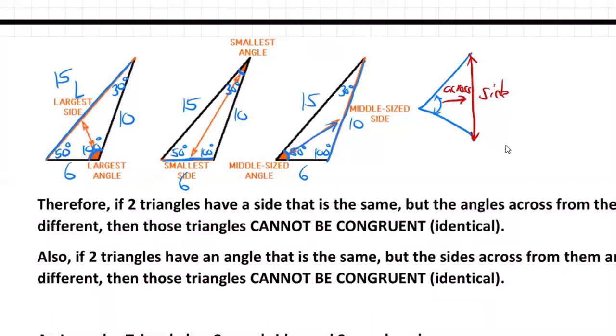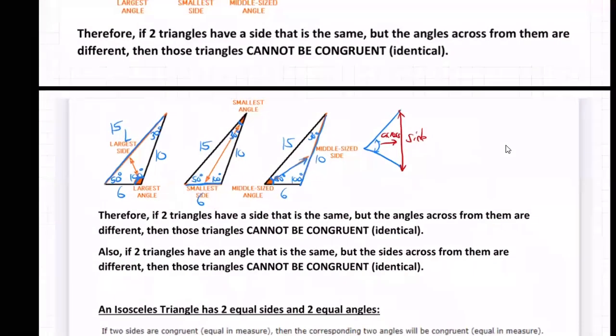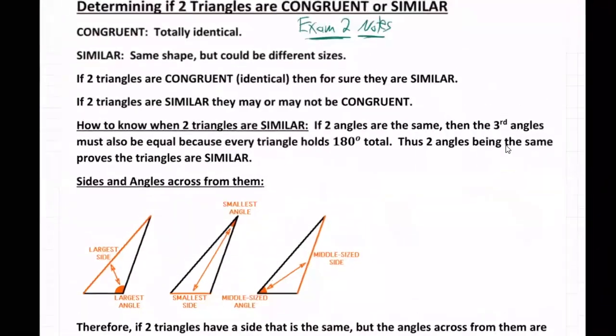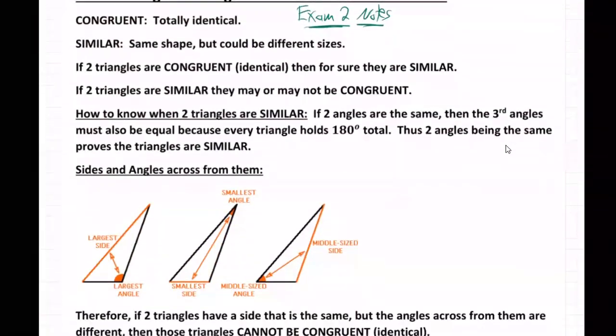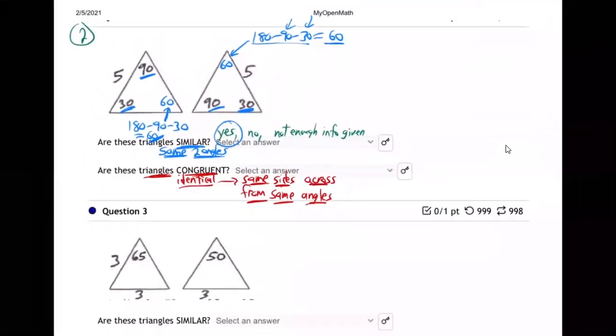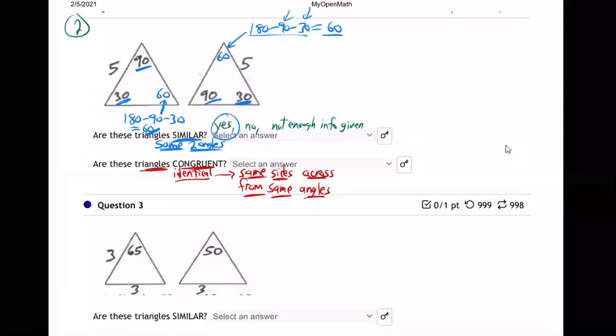Okay, so therefore, let's get back to this question, which is eluding my grasp now. There it is. Okay, so what do you think on this one? For these guys to be congruent, identical, they have to have the same sides across from the same angles. No way, because look right here. This 90 is across from the 5, and here the 60 is across from the 5. No, the answer is no way can they be, they are not identical, right? Because they don't have the same sides across from the same angles, right?